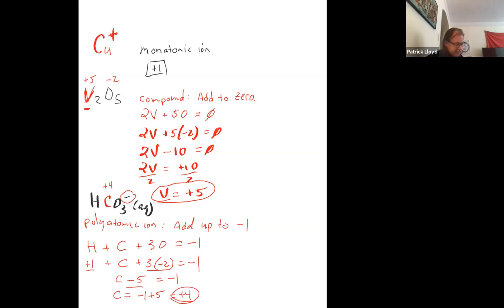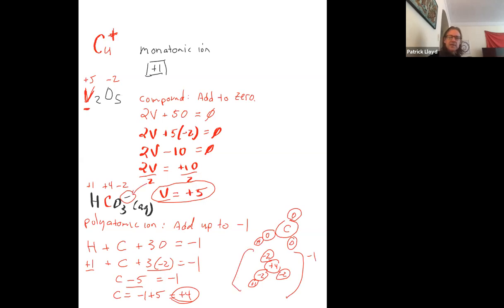I'm sorry, there's only 1 hydrogen. Hydrogen is +1. And then each oxygen is -2, right? And there's 3 oxygens. So all of those numbers added together, you could draw a little picture, right? You could draw your carbon, you could draw your 3 oxygens, and then you could draw a hydrogen. And if you put in those numbers, +4, -2, -2, +1, -2, if you add all those together, you get -1. And that's exactly what we were looking for.